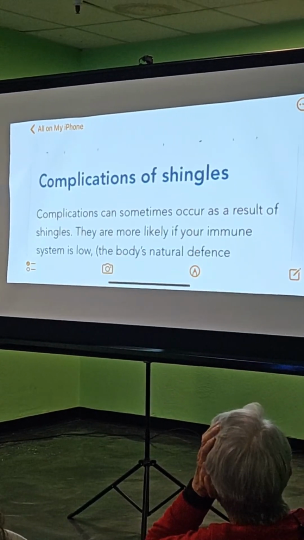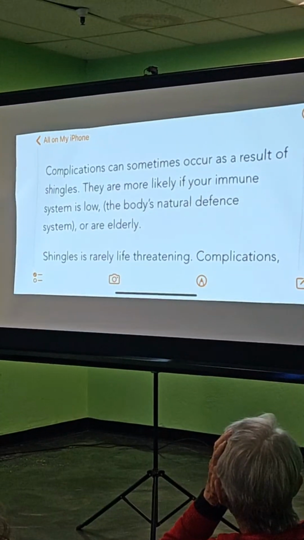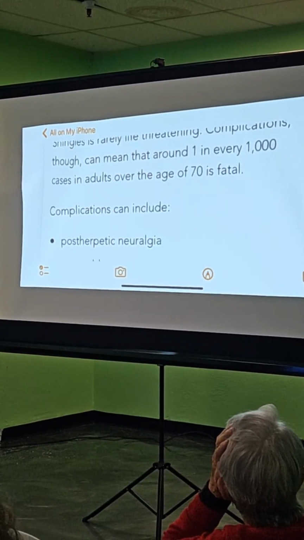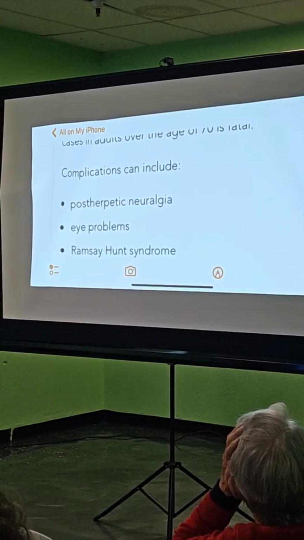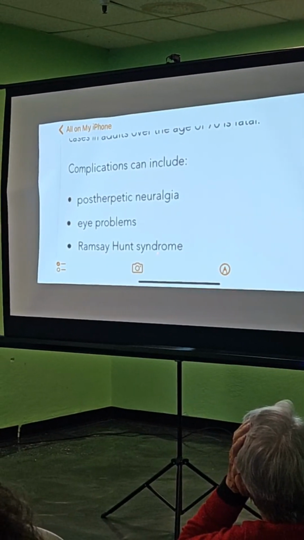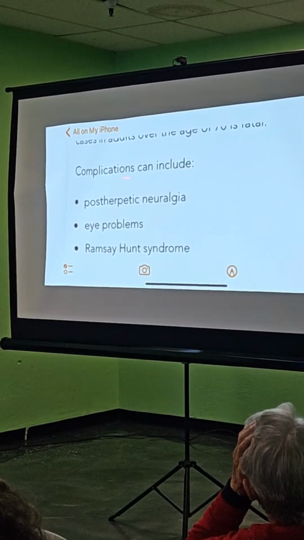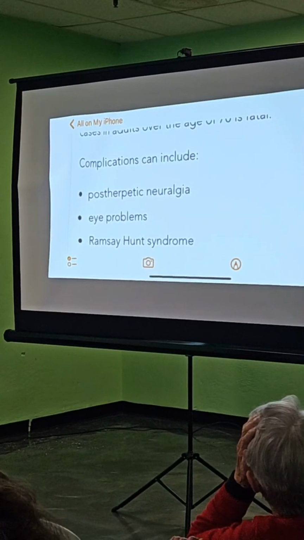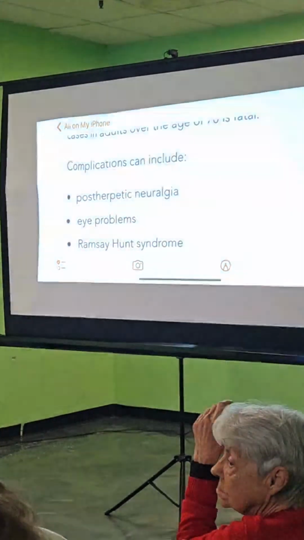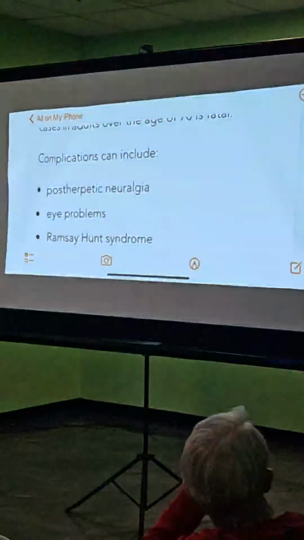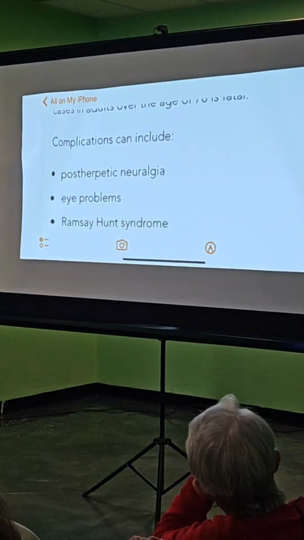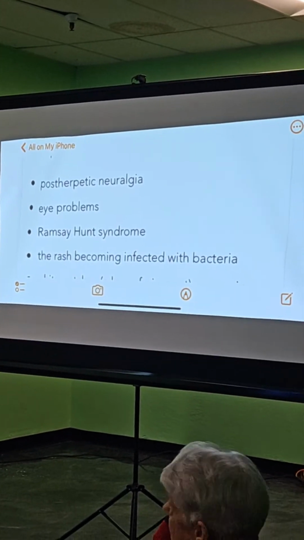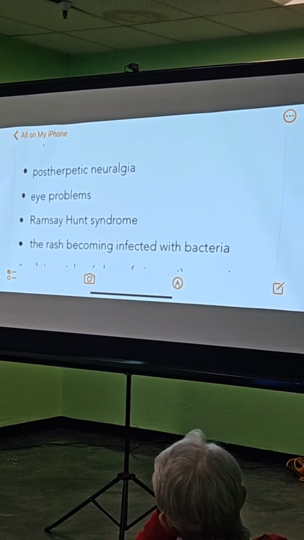Okay. So now, complications of shingles here. This is very severe. It could be very, very serious. 1 in 1,000 can die from that. So this is the biggie right here for most people. This is the long-term, months and months and months, extreme pain, or years as well, that you can get from the nerve damage from this. Keep in mind, my dad didn't have pain. Okay, eye problems. Ramsay Hunt syndrome is where you have one-sided facial paralysis. That's a risk factor with that.